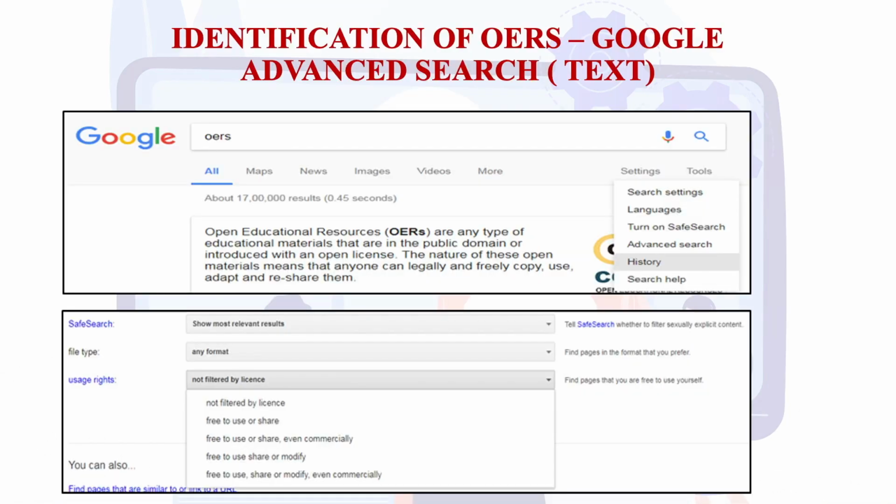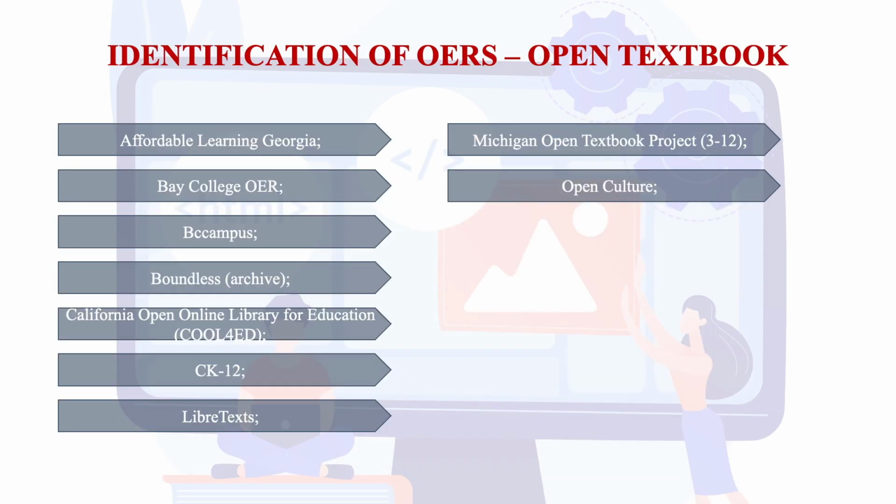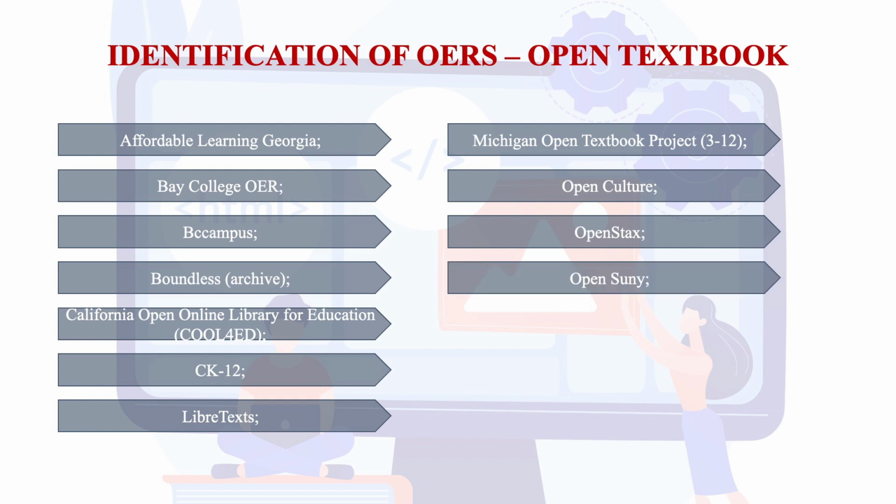For that you have to come to the Google search engine. As you see in the screen, this is the place where you will end up. You will find the search column. You will type the keyword here, then you will enter your search. After typing, then the Open Culture, then OpenStax, Open SUNY, and there are many such open textbooks where the open education resources are available.